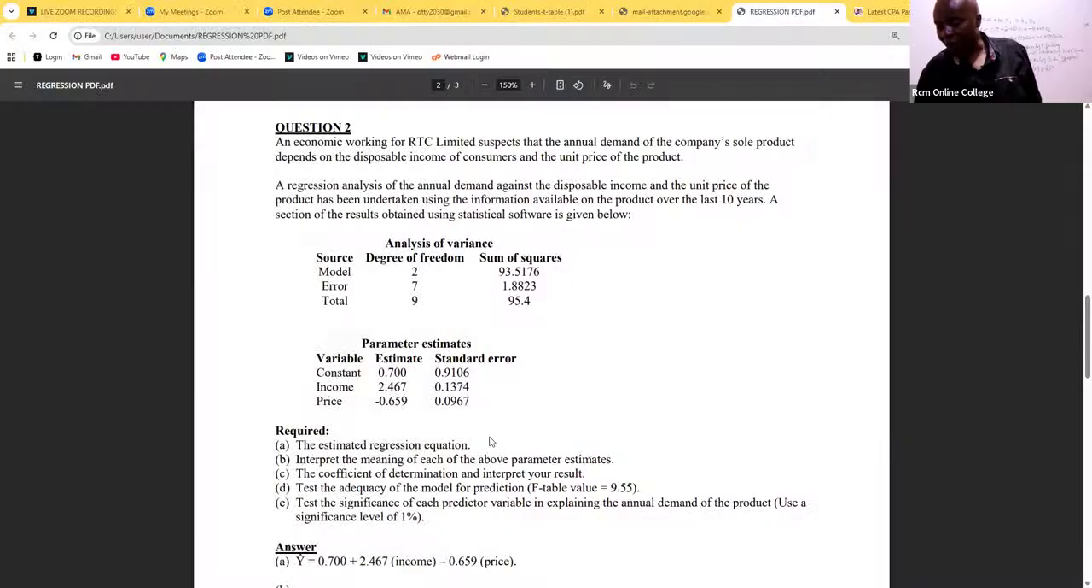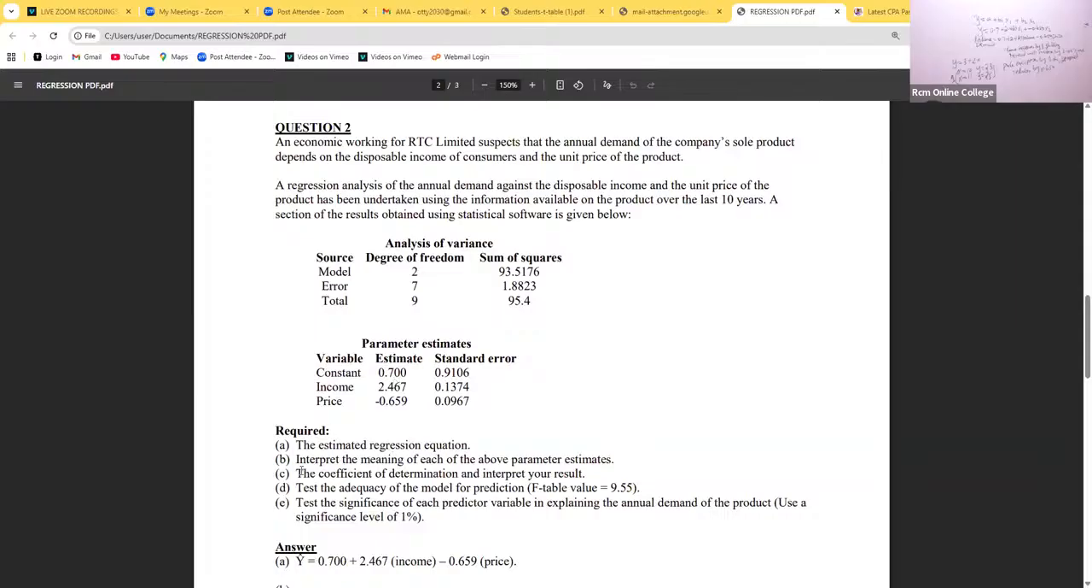They wanted us to interpret the meaning of each of the above parameter estimates, 0.7, like that. So 0.7 is constant demand, demand which is guaranteed. If the income is 0 and the price is 0, the demand will stand at 0.7. What about this 2.467 gradient for income? When the income increases by 1 shilling, the demand goes up.